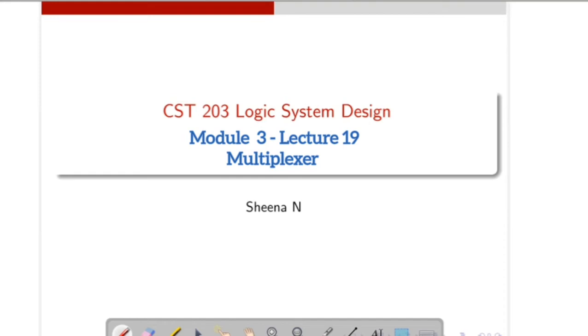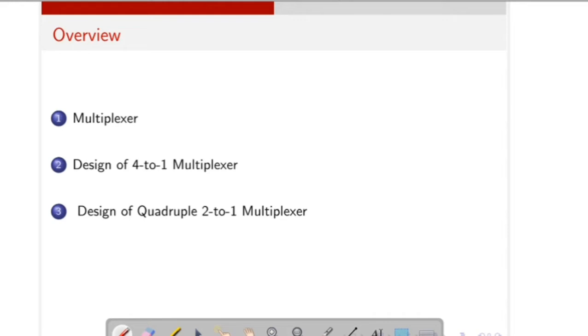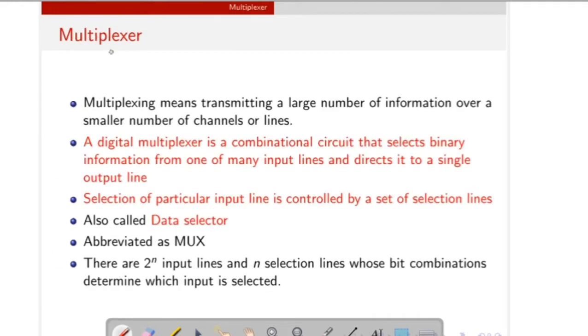Hi students, in this video we are going to study about multiplexers. So I will discuss what is a multiplexer, how to design a 4 to 1 multiplexer, the design of quadruple 2 to 1 multiplexer. So what is a multiplexer? Multiplexer means actually sharing. So what is sharing?